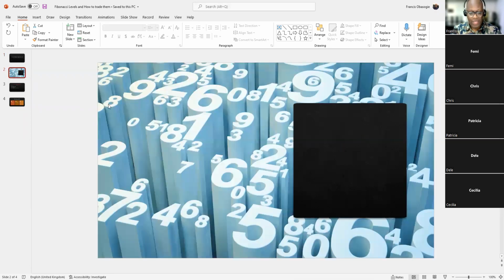Even as you can see there, you have a whole lot of numbers, and guess what? That's one thing that Fibonacci is known for. It's known for numbers, which have been put together in such a way that they create different levels, levels which you could use for entries as well as for exits. So for me, it's a numbers game, and you're going to find out tonight.